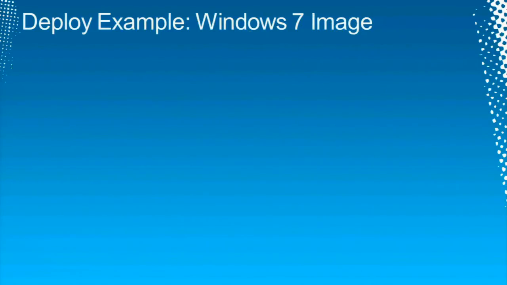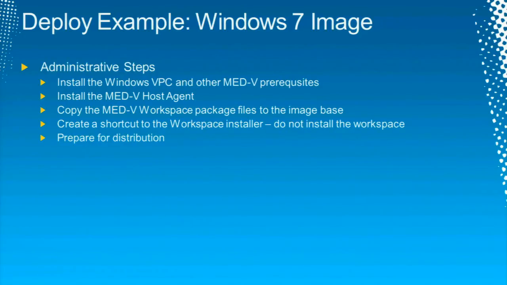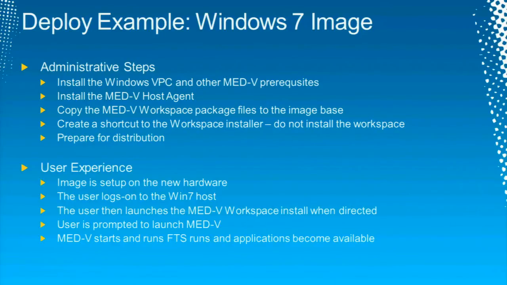When you do it through a Windows 7 image, it'll be a little different. As you're creating your image, you'll install Windows Virtual PC and all the prerequisites that you're going to need. You'll install the MEDV host agent, but then you'll stop. You will not install the workspace because that needs to be done uniquely for that machine. So what you'll actually do is copy all those 3 files we talked about to a location on that image, and then once it's deployed to the endpoint device, you can either create a shortcut or have documentation or inform your help desk that if a user needs MEDV, they'll need to install the workspace packager. It's just a single exe that we talked about.